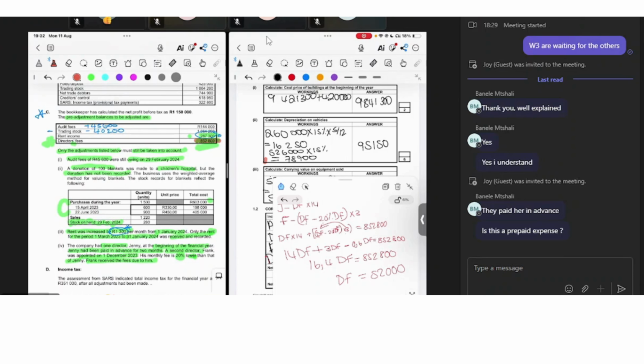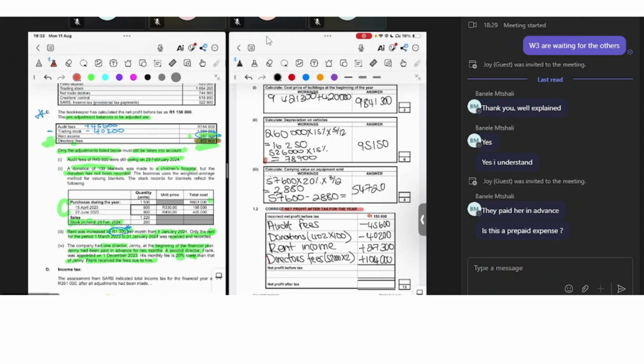Okay, so I'm going to assume everyone's good, but if you guys have a question, you know what to do. So now we can calculate our net profit before tax. So that would be 1,150,000, and then we minus 45,600, then minus 40,200, then we add 27,300, and we also add 104,000. And that will give us a total of 1,195,500.